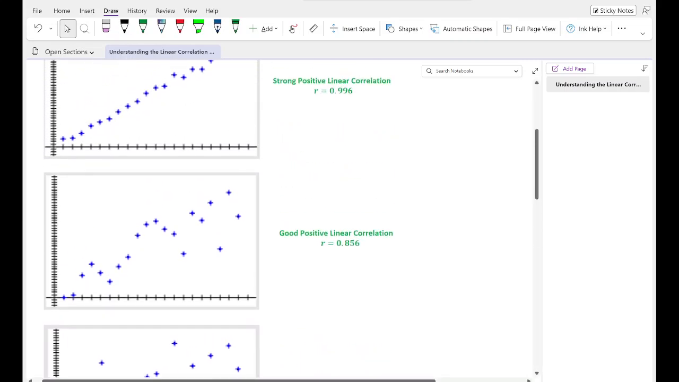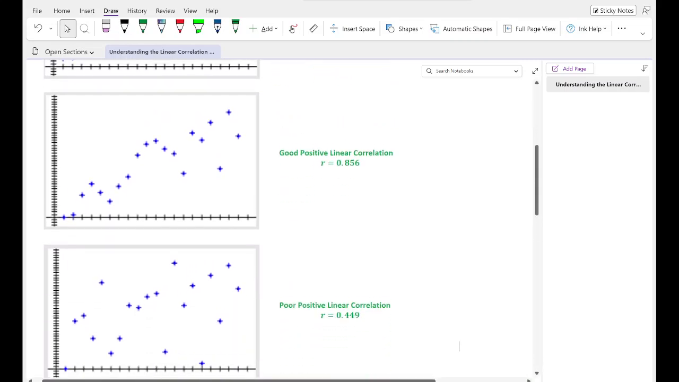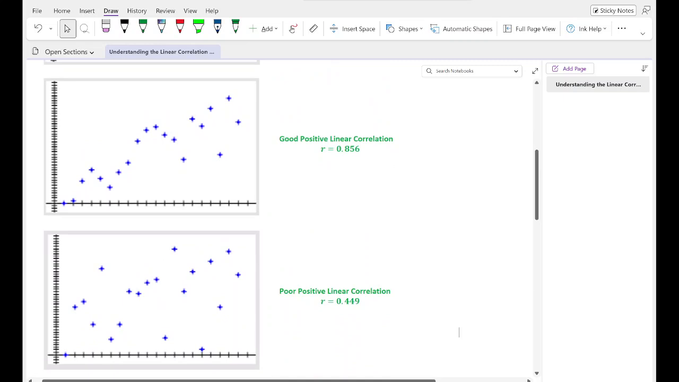The terms I use, strong positive, good positive, poor positive, are just relative terms. There is no actual set terminology to use. It's just what I use to describe what I see when I'm looking at this.